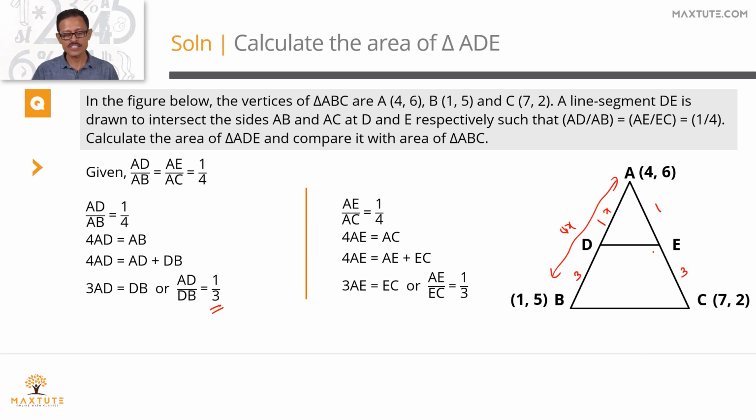Now that we know the ratio in which D and E divide AB and AC, we can find out the coordinates of D and E. Let's do that as a next step. Once you have found that, next step we're going to find the area that we have been asked to find out. Compare the areas of ADE and ABC. We know D, we know E coordinates at the end of next step, so you can find out the area of ADE. We already know the coordinates of ABC, so you can find out the area of ABC. Let's find out the ratio of those two areas. That's what comparing the areas of these two triangles means.